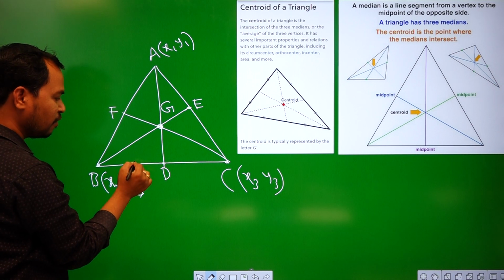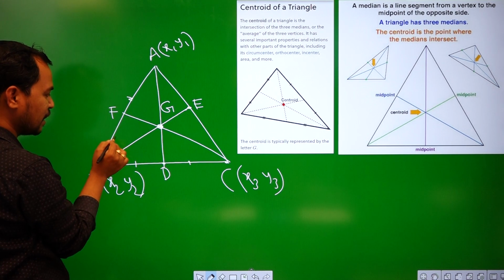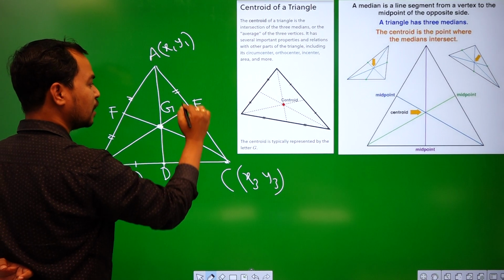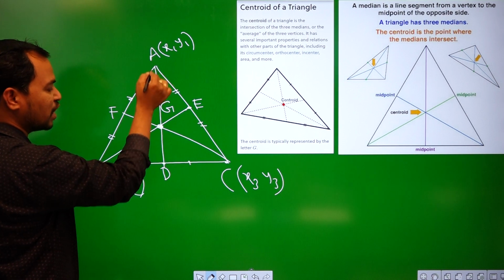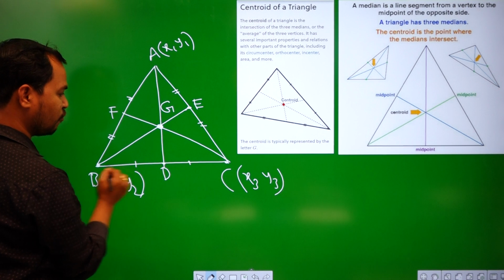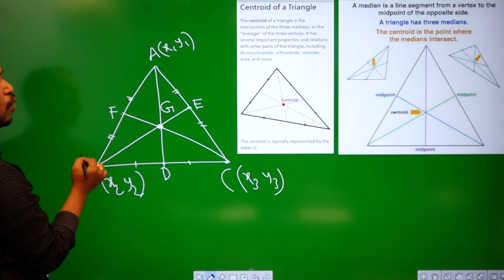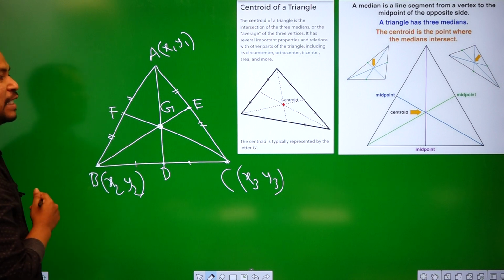Each median bisects the opposite side. Why? Because median means the line joining a vertex to the midpoint of the opposite side. Here D is the midpoint of BC, E is the midpoint of AC, and F is the midpoint of AB. So this is the centroid G.